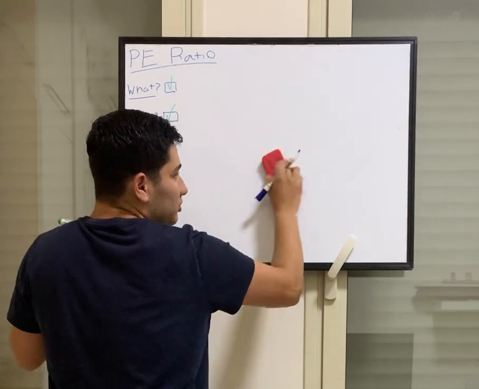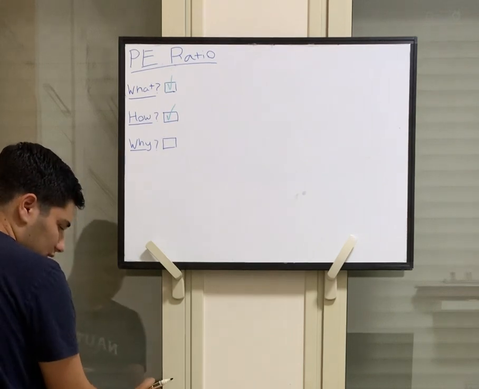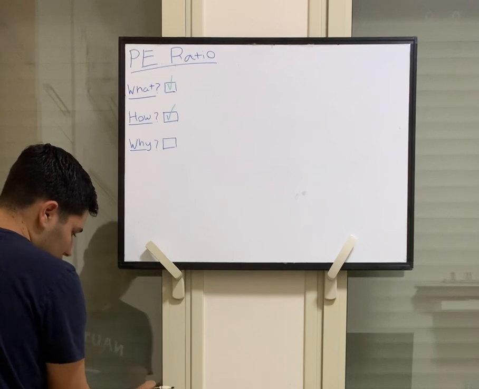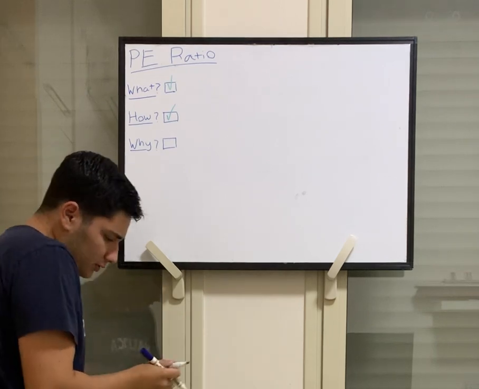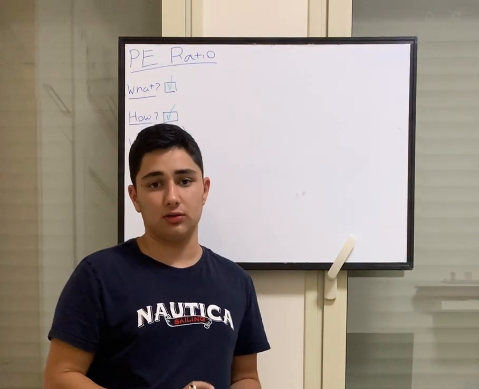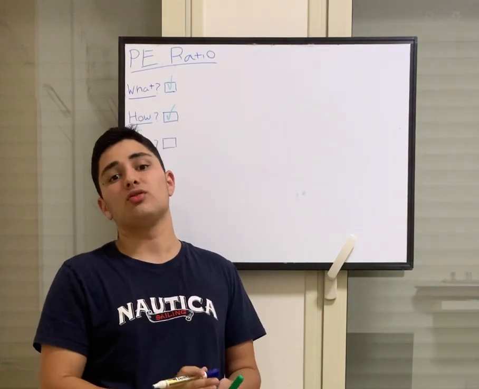Why do we look at PE ratios? Why are they low? Why are they high? And why do different companies' sectors have different acceptable PE ratios? Well, when we look at a company's PE ratio, we're basically looking at how much the market in general trusts it or expects it to grow.